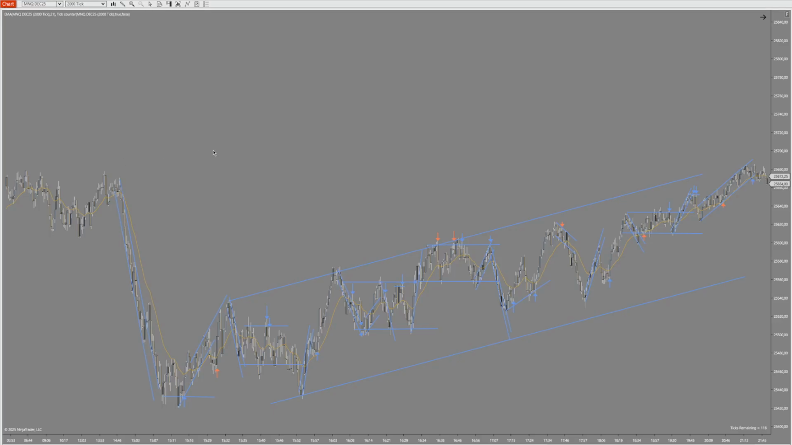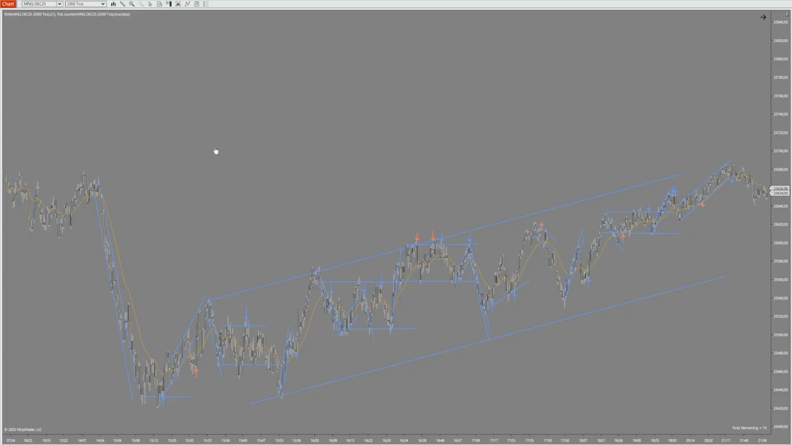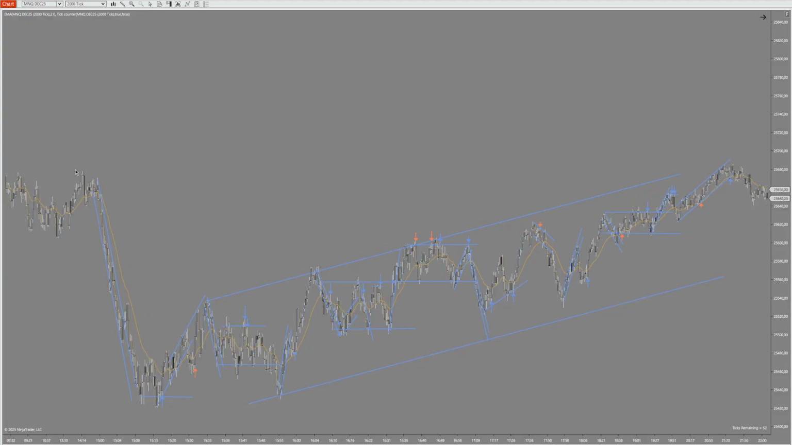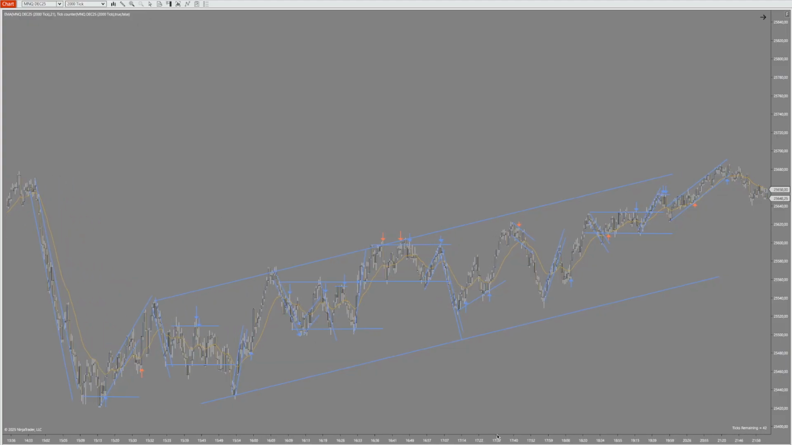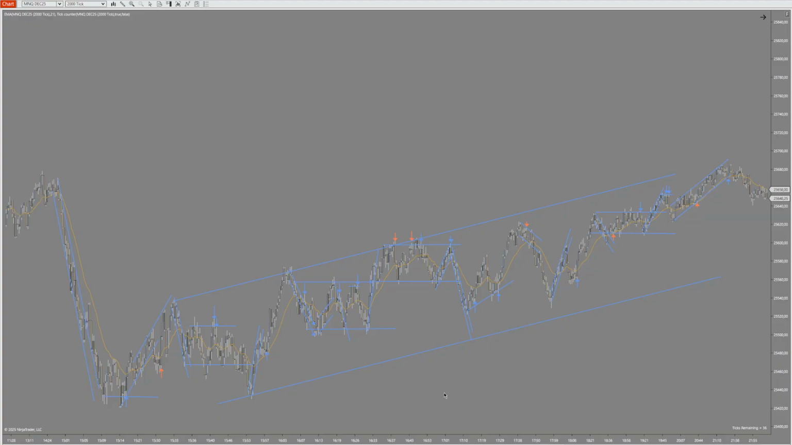Hello traders, so today, for a change, we're actually on MNQ, Nasdaq 100 micros. This is just to show you that this trading method works on basically every market.